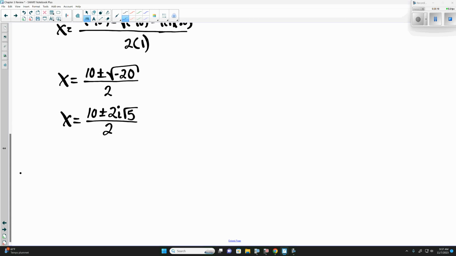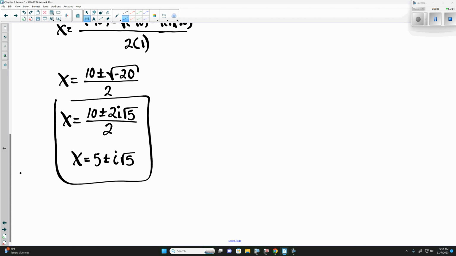If you can at least get it to here, that's as far as I want you to go. If you are able to see that there is a common factor of 2 in both, our 10 divided by 2 would be 5. Our 2i divided by 2 is just i square root of 5. I will take that too. I will take either one of these here. I will count off points if you leave a negative inside of a radical, or whatever that radical is reducible.